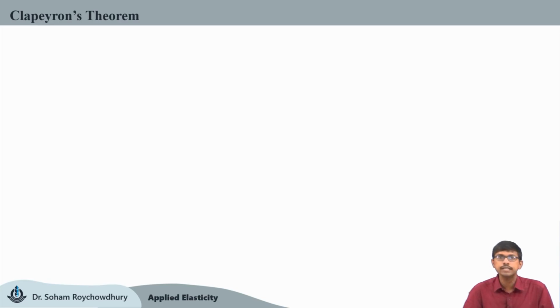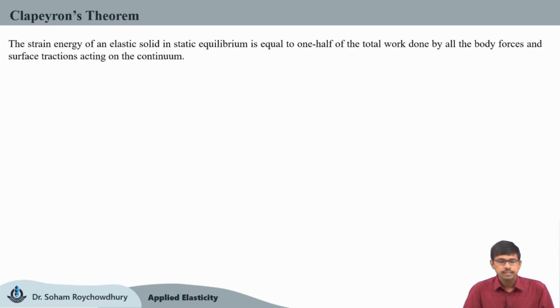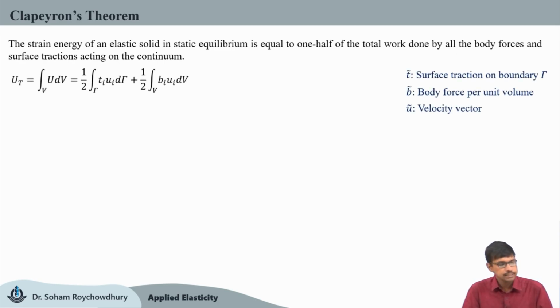And moving to the next theorem, Clapeyron's theorem, this states that the strain energy stored within an elastic body which is in static equilibrium is equal to half of the summation of the total work done by all the body forces and surface tractions acting on the continuum. So, let us consider a body which is subjected to body force B per unit volume, subjected to surface traction T acting over boundary gamma, and displacement vector being u.